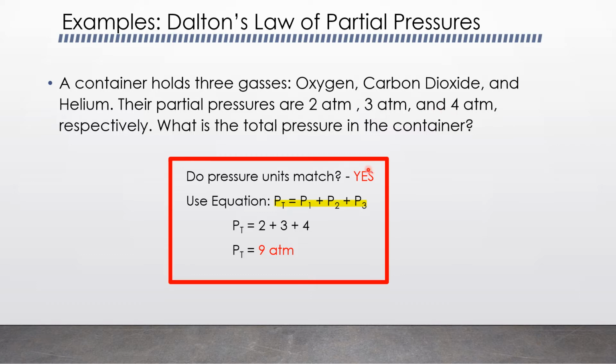Do the pressure units match? Yes. Okay, so that's good. We can go ahead and plug all of them into our equation and solve. We don't have to do a pressure conversion here. What is the total pressure in the container? Well, you just add up the individual pressures. 2 plus 3 plus 4 gives you 9. So it is that simple.